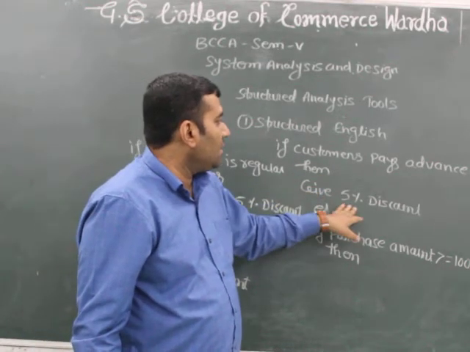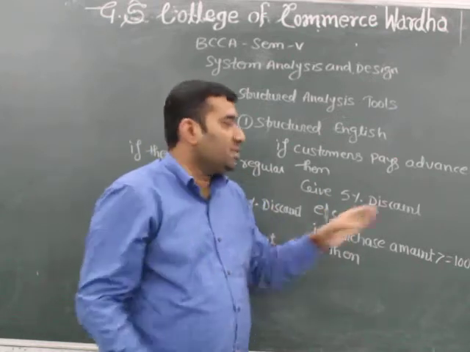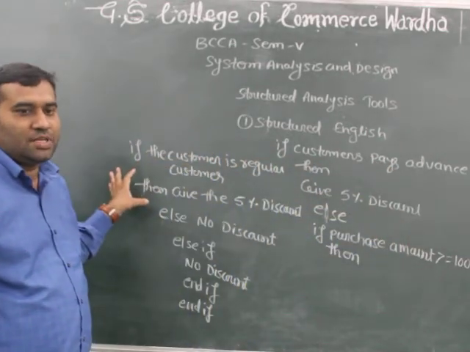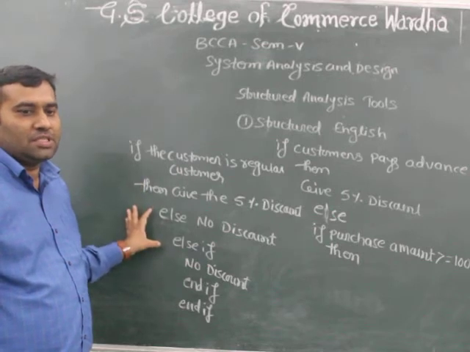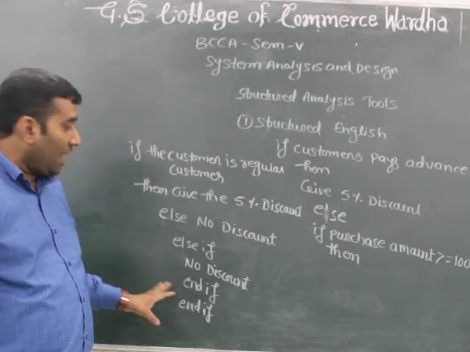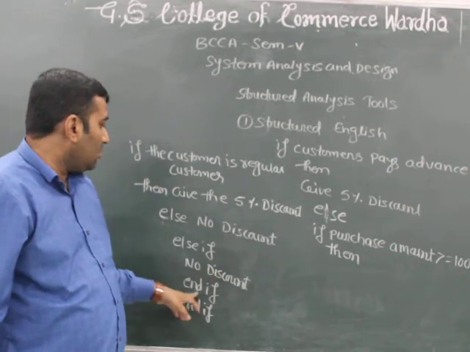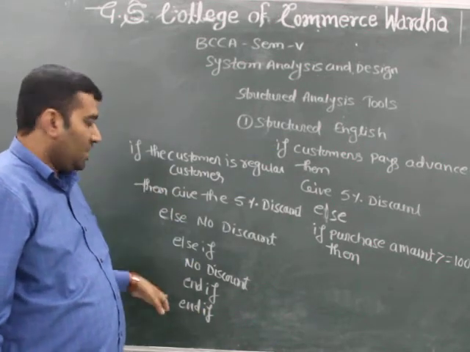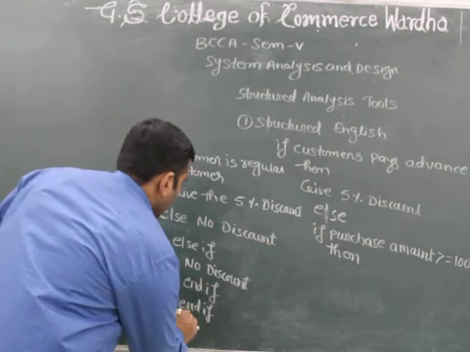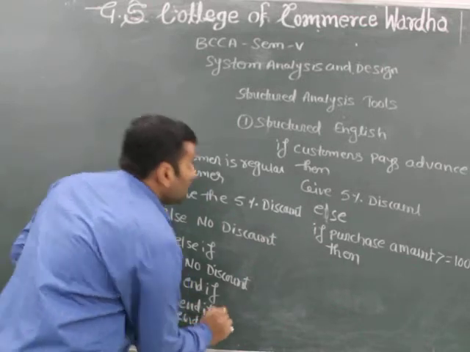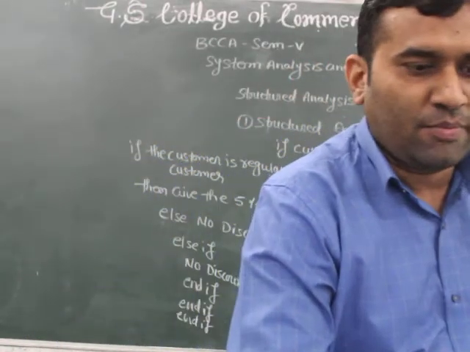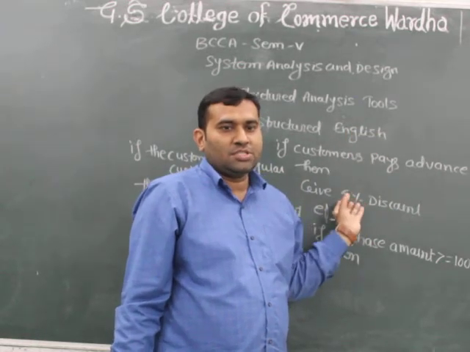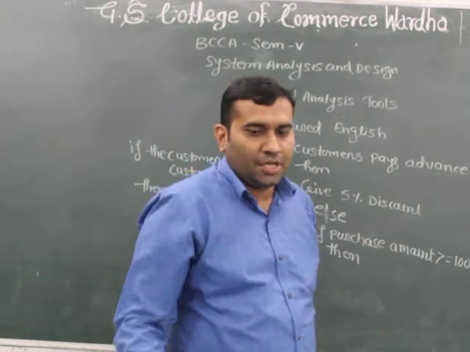When a condition is given in programming, every time the purchase amount is greater than 10,000 and the customer is a regular customer, then give the 5% discount, otherwise no discount. And else, otherwise also no discount. Here one if is closed and here the other if is closed, and here the end if is closed. In this way, in structured English format, the structured programming language gives the process.